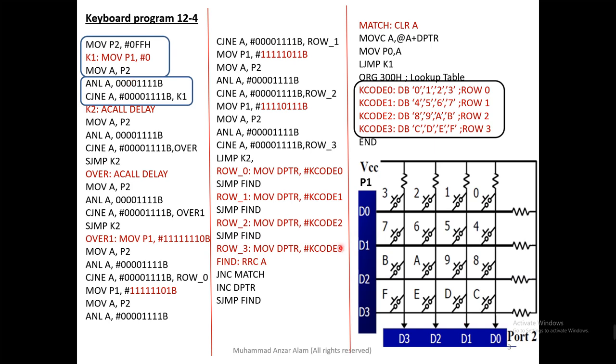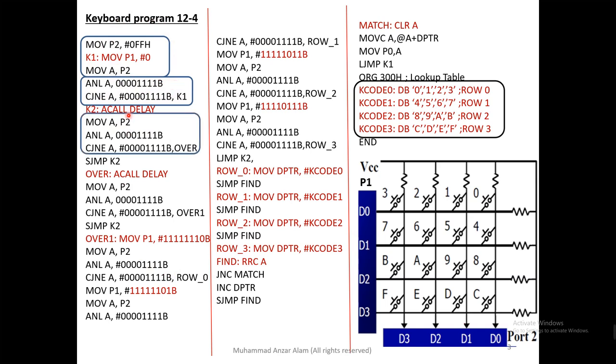If any of the keys is pressed by mistake, then A will have one of the bits as zero when we perform the AND logic. It means these values are not equal, so the code will move to K1, and again it will remain in the same loop. It will not execute further. So these are to check the self test of the keyboard.